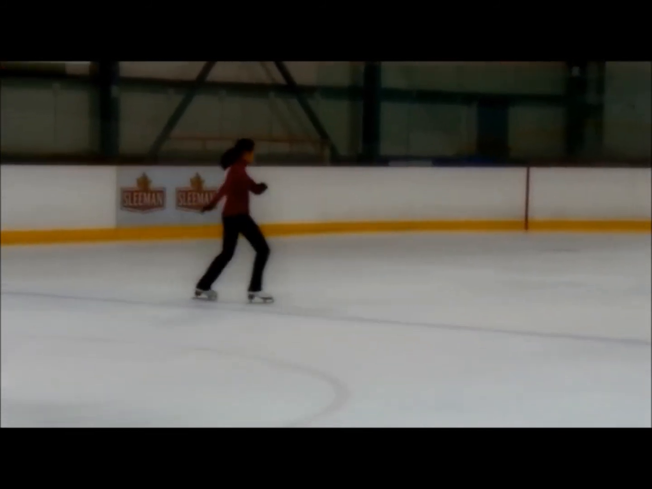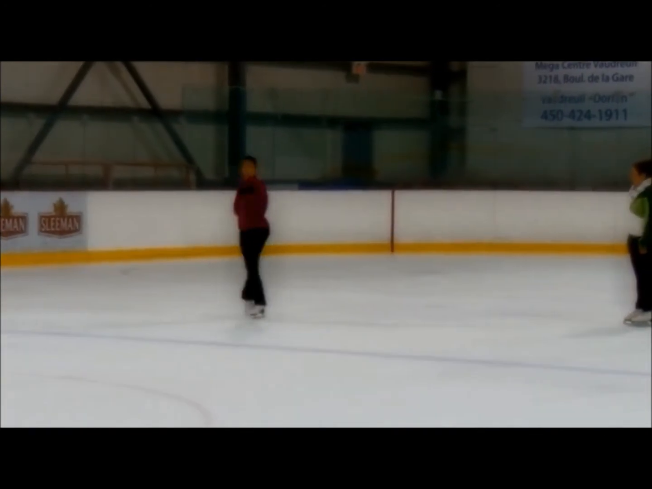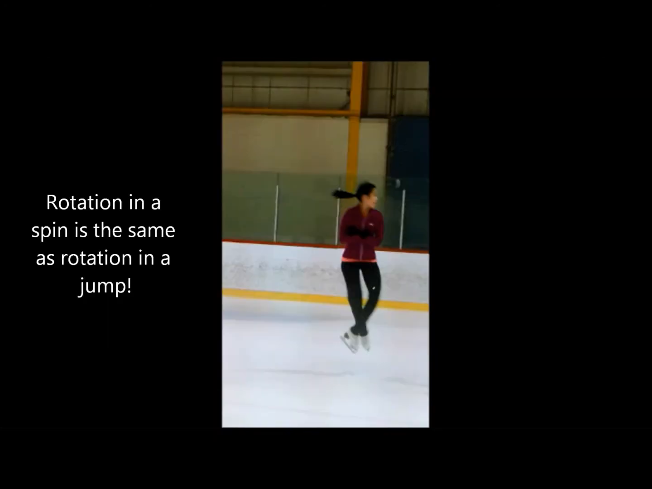Now that you know how a spin starts, you might wonder what happens in a spin. Well, the answer to that is quite simple. It's really the same as when you rotate in a jump, so that means that you can increase the speed of the spin because of the moment of inertia and the conservation of angular momentum.